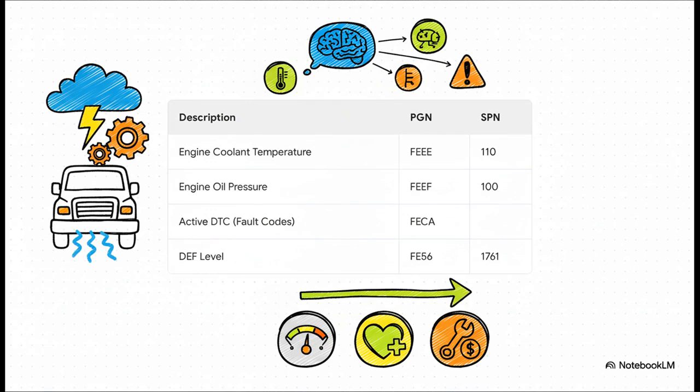J1939 data is also critical for maintenance. PGN FEE, for instance, gives us the real-time engine coolant temperature, and FECA, that one alerts us to any active diagnostic trouble codes. This is the very foundation of predictive maintenance. It's about fixing those small problems before they become a massive headache on the side of the road.